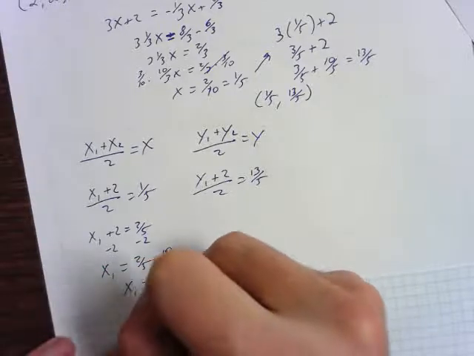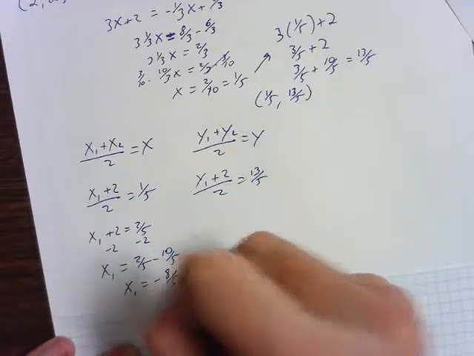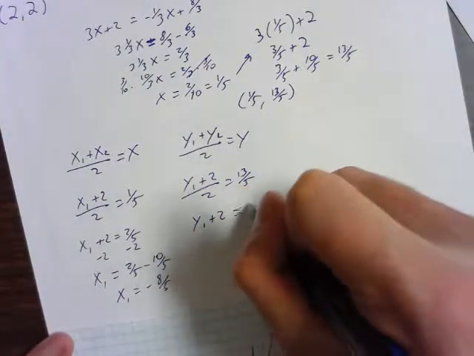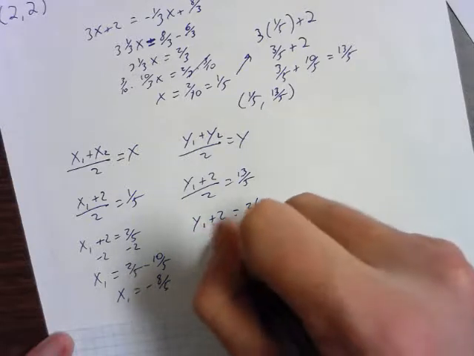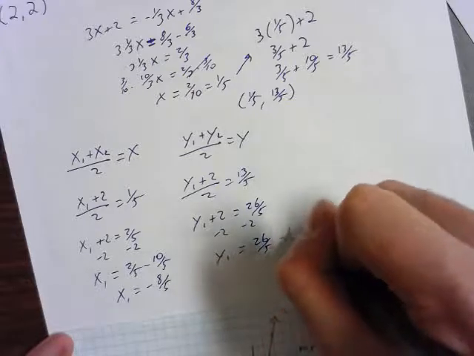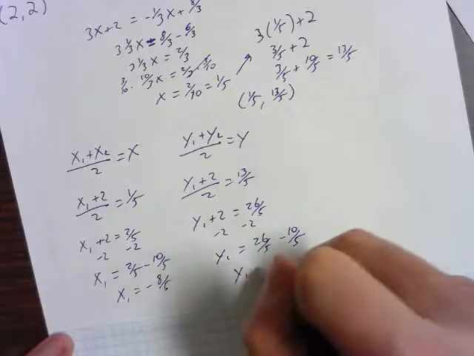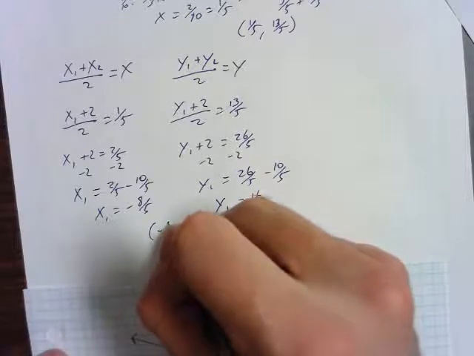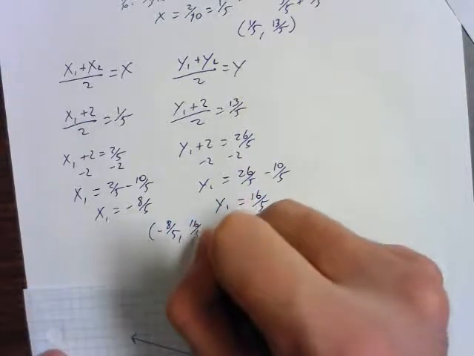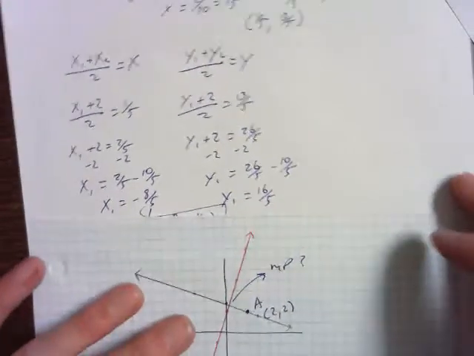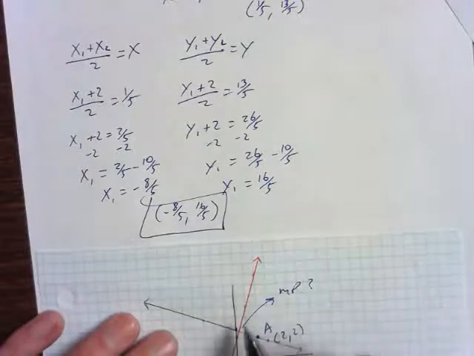So x1 equals negative 8/5. Then over here I have y1 plus 2 equals 26/5. Subtract 2 from both sides and get y1 equals 26/5 minus 10/5, or y1 equals 16/5. So when I put that as an ordered pair, I have negative 8/5, comma 16/5.